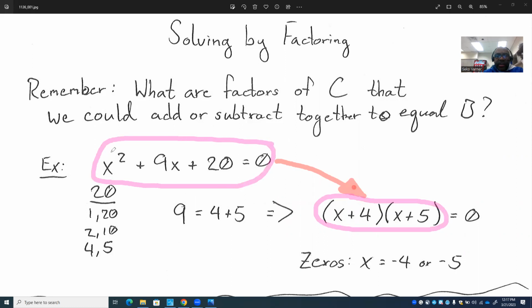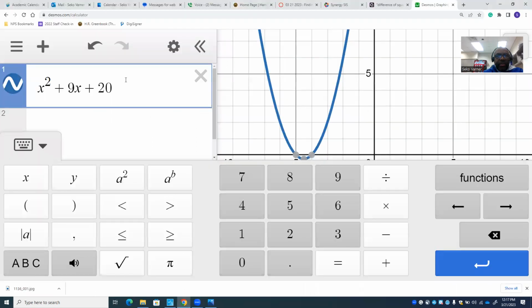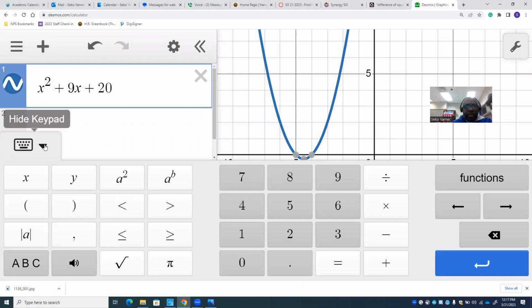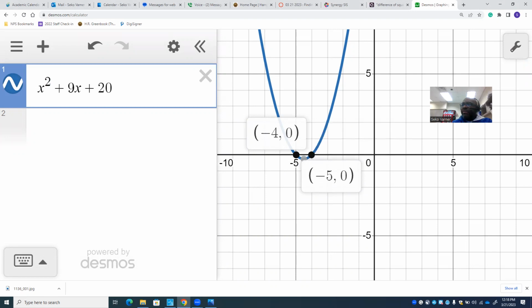So this is x squared plus 9x plus 20. Let's do this. I'm going to take x squared plus 9x plus 20 and type it into Desmos. And this is what the results are, right? Let me see if I can increase these results. This tells me that I have one root at negative 4, 0, and this one is at negative 5, 0.